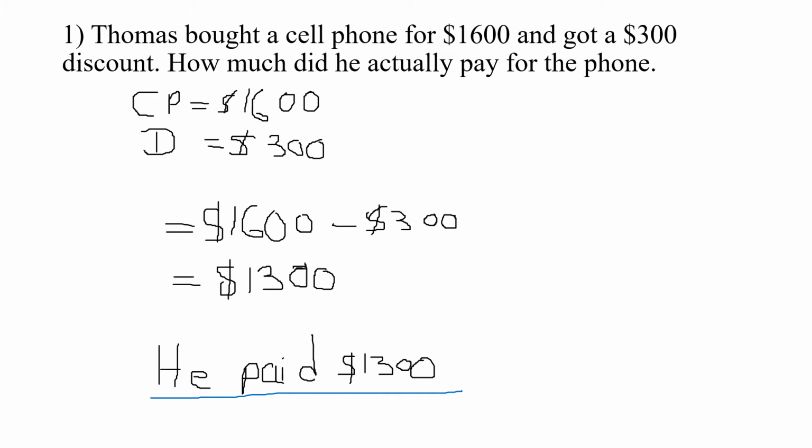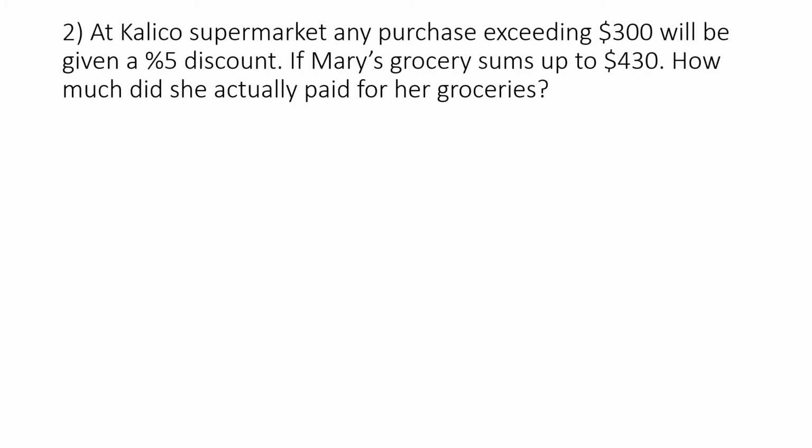So let's go to number 2. I think this is our last question for today. Question 2. At Calico Supermarket, any purchase exceeding $300 will be given a 5% discount. If Mary's grocery sums up to $430, how much did she actually pay for her groceries?